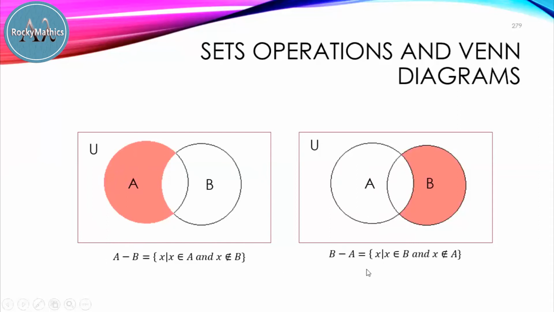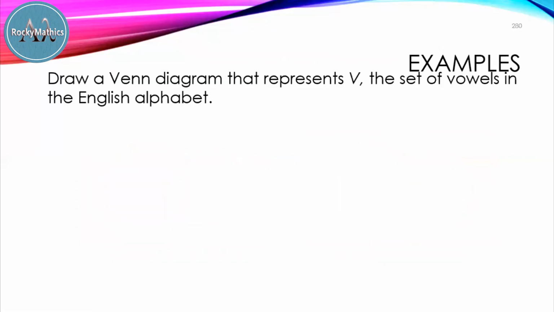So B minus A is the set of X such that X in B but not in A. Okay, this is B minus A, set difference. So these are examples of set operations using Venn diagrams. Now, to really explain the topic, we have some examples.